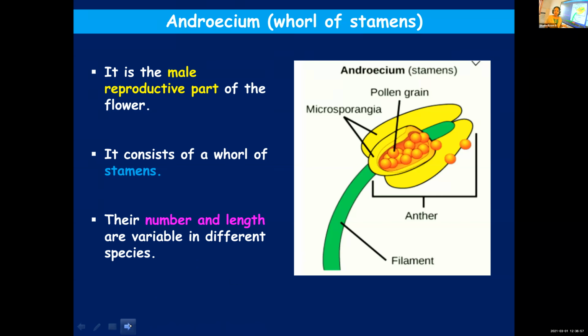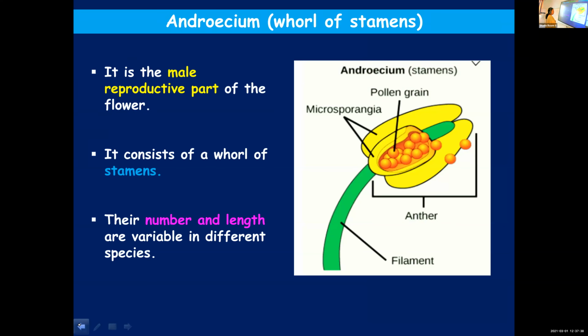We learned about stamens forming bundles in class 11. How many stamens are present, whether they form a single bundle, two bundles, or whether they are free, all that varies from flower to flower, and the length also can differ. In some cases it can be short, in some cases long. Those depend on the flowers. The number and length are variable in different species, so different plants will have stamens of different number and length.